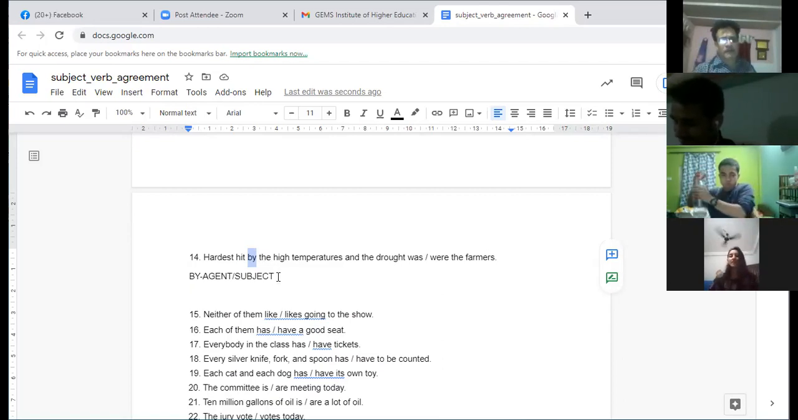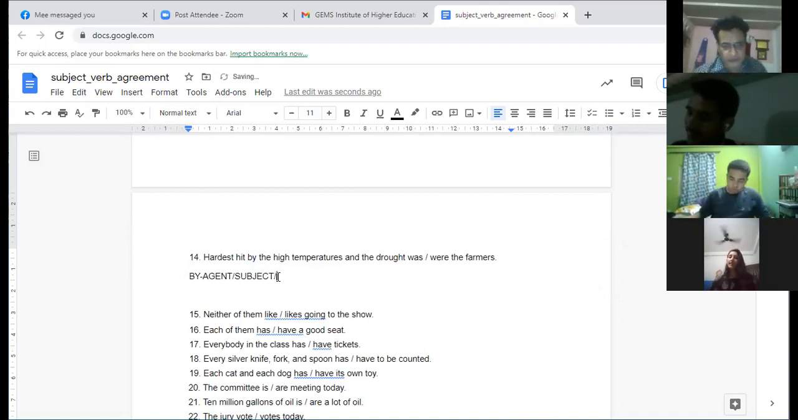Even in prepositional phrases, we can use by for transport also. So the boss is my agent. So don't confuse over there. See, in English, there is a loophole everywhere. That's why "hardest hit by the high temperature" is one of my X factors.